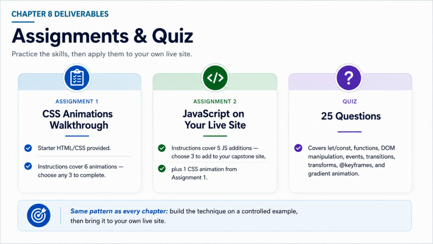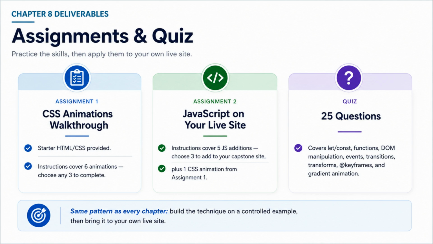Two assignments this chapter. Assignment 1 gives students starter HTML/CSS and instructions covering 6 animations. They choose any 3 to complete. This is deliberately a controlled sandbox before touching their live site. Assignment 2 moves to their actual capstone site. Instructions cover 5 JavaScript additions, and they choose 3 to add, plus 1 CSS animation carried over from Assignment 1.